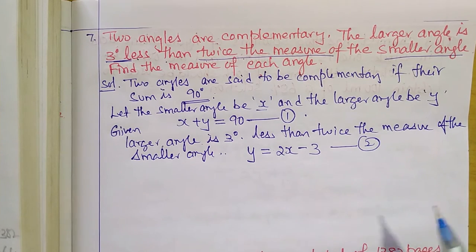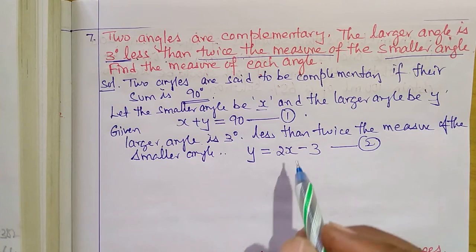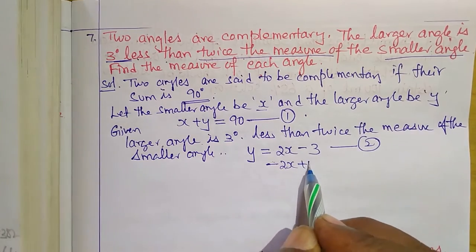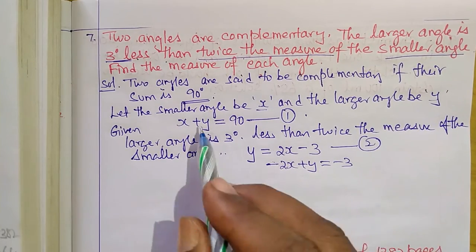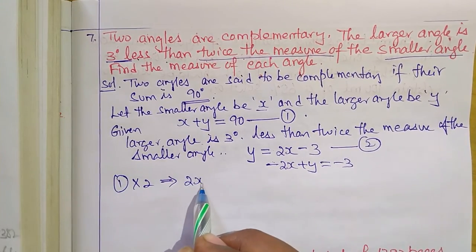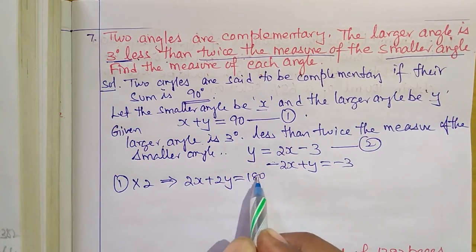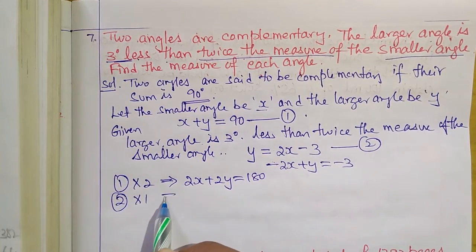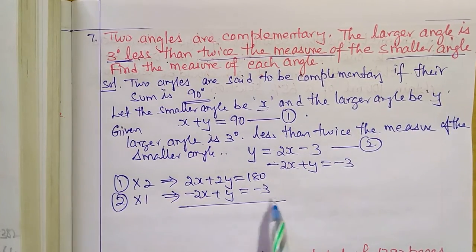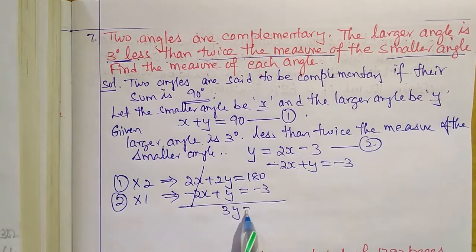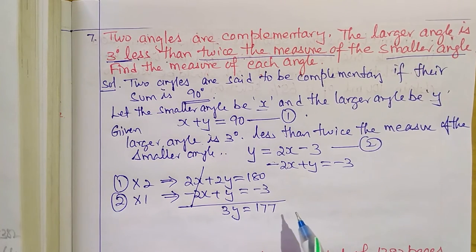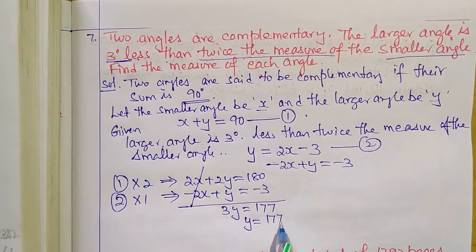Now solving equations 1 and 2, we are going to get the values of x and y. So how will I solve this one? I will bring this 2x to this side. I will get minus 2x plus y is equal to minus 3. Now I will multiply equation 1 with 2. When I multiply equation 1 with 2, 2x plus 2y is equal to 180. Equation 2 with 1, minus 2x plus y is equal to minus 3. When I add these two, I will get 3y is equal to 177. So y is equal to 177 by 3.